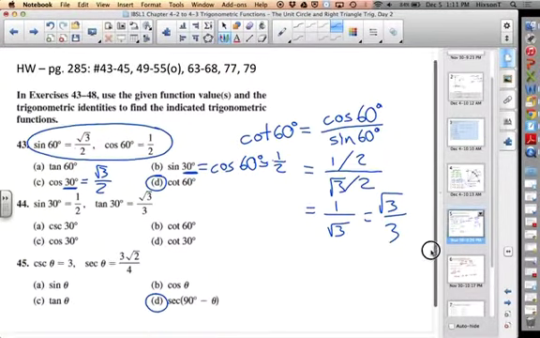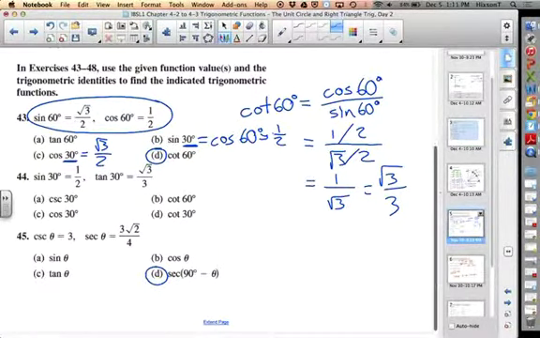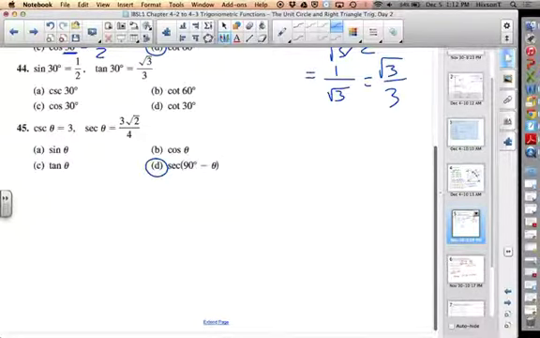Alright? Then down here, here's another example of our cofunction identities. The secant of 90 minus theta is going to equal cosecant of theta. Alright? Because those are cofunctions.